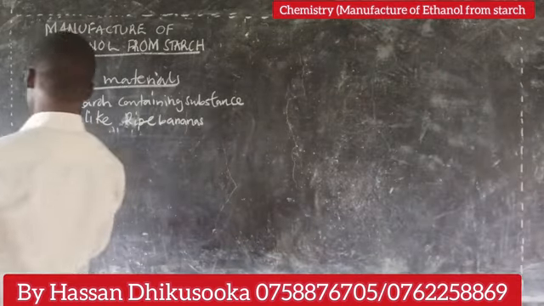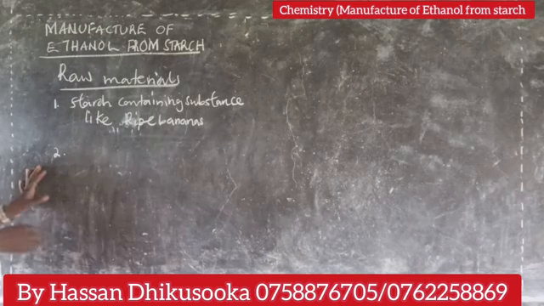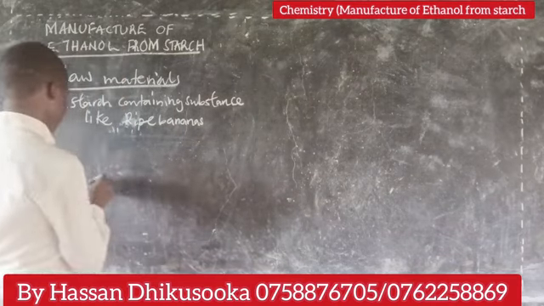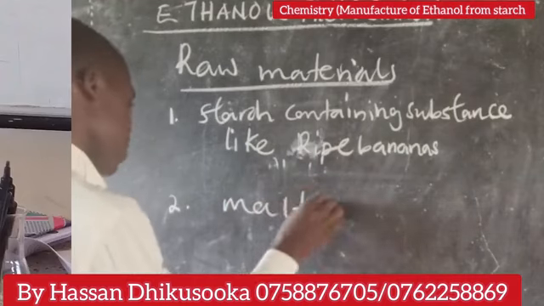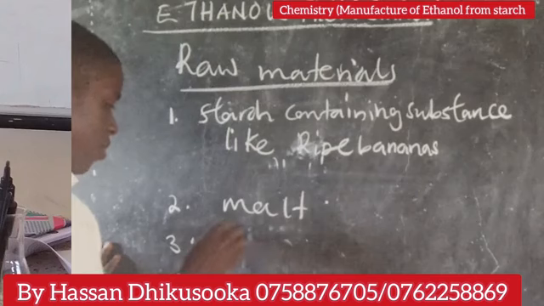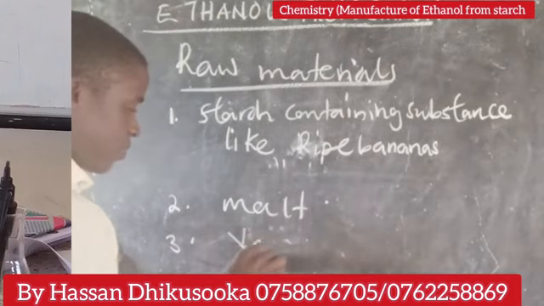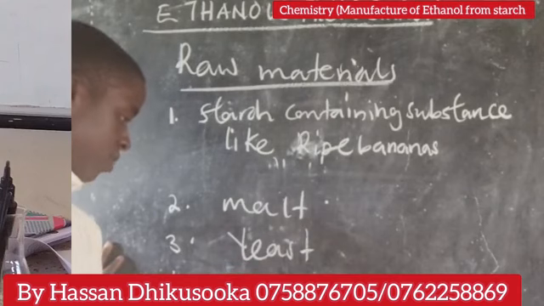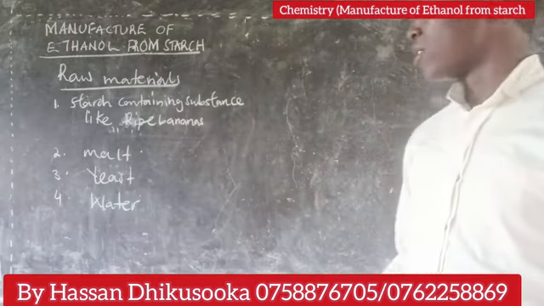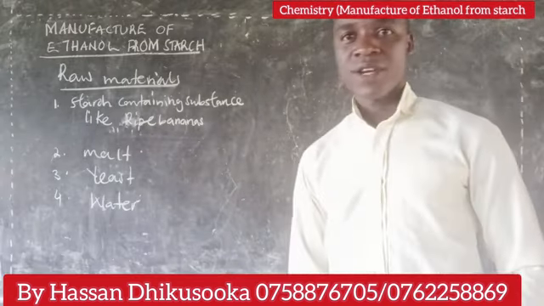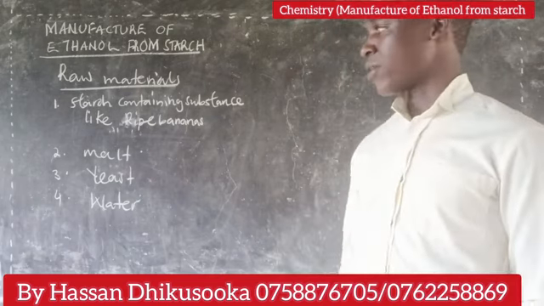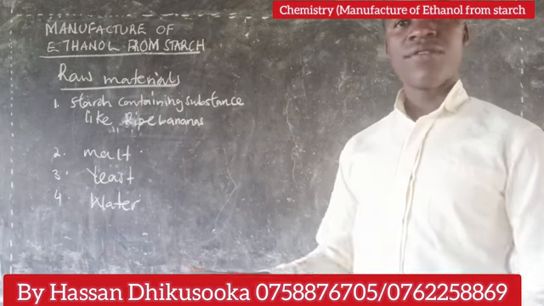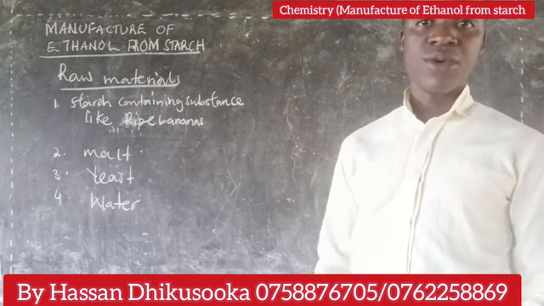First of all, as you have the raw materials, what are the raw materials that you have to take into consideration? Number two, someone may use a substance that contains enzymes like malt. Then three, someone can use yeast and water. We are talking about starch containing substances like ripe bananas. Number two, malt. We are talking about yeast, and also water.